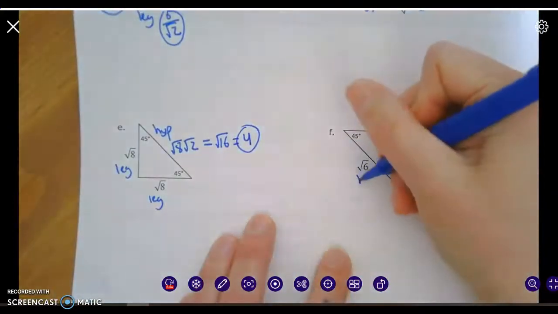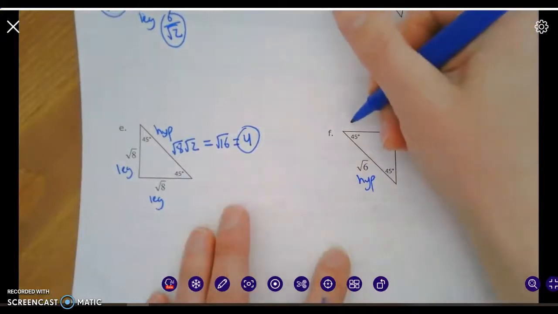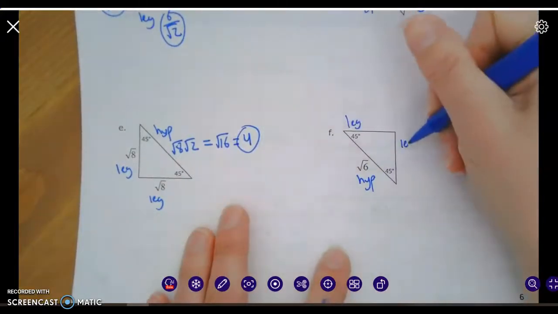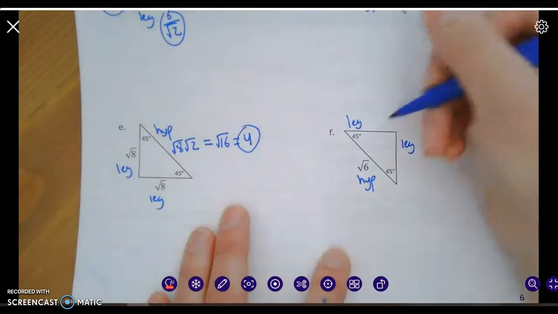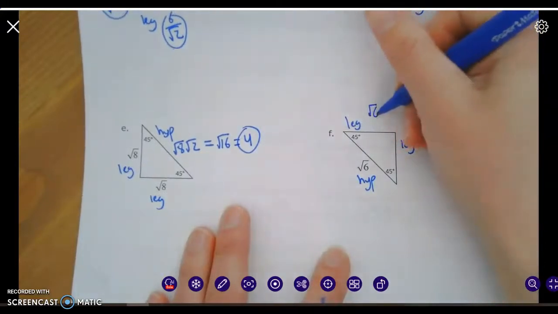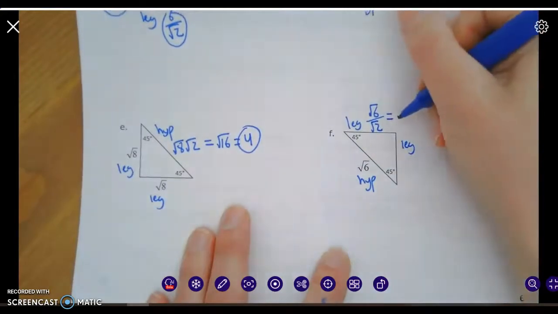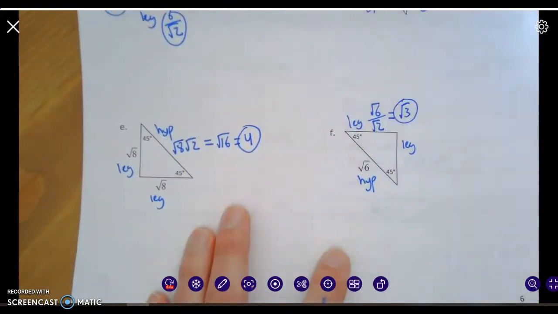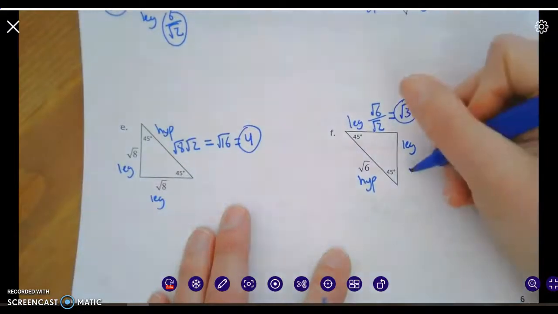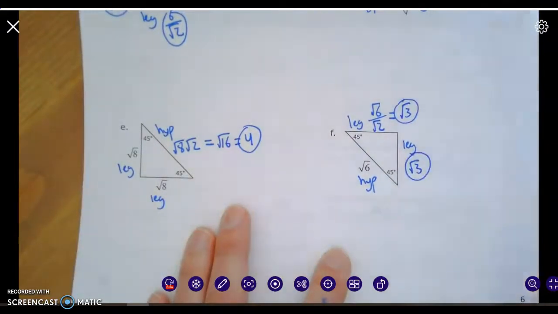Okay, and the last one, we have the length of the hypotenuse, so we are looking for the length of both legs. We have to divide if we're going this direction. So we're going to take the square root of 6 and divide it by the square root of 2, and just divide those out and get the square root of 3. That answer is the same for both legs.